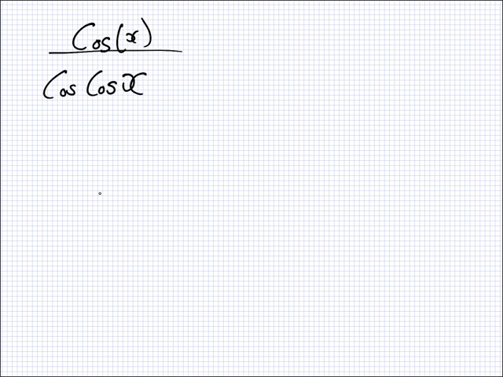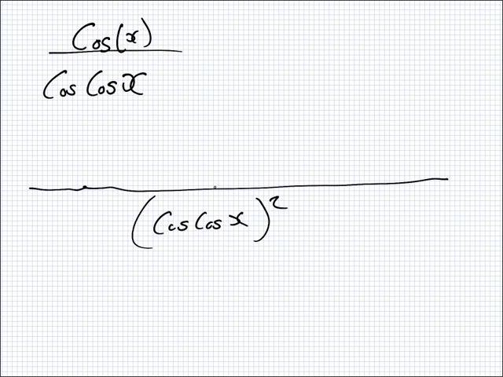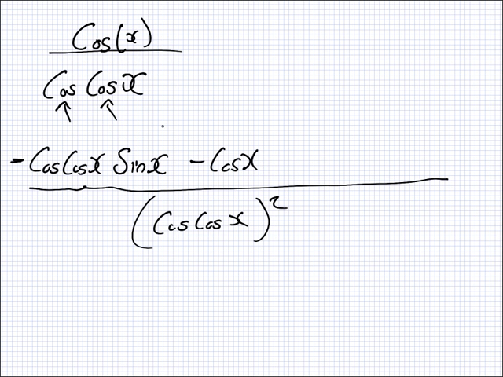Okay, so what rule do I need first here? Quotient rule. So that's going to be cos of x squared in the denominator. Then it's the bottom, which is cos of x, times the derivative of the top, which is minus sine x. Then minus the top times the derivative of the bottom, which requires the chain rule. The outside function is cos, and the inside function is cos x. So cos becomes negative sine, so it's sine of cos x, and then you multiply by the inside derivative, and the derivative of cos is minus sine. So we're back to minus.